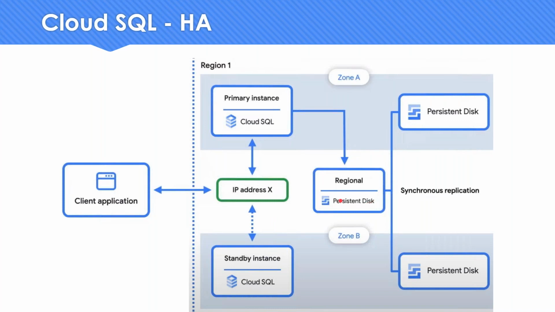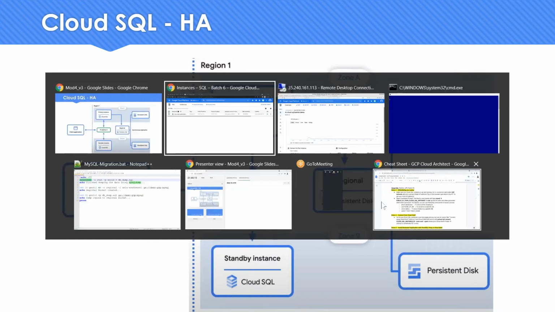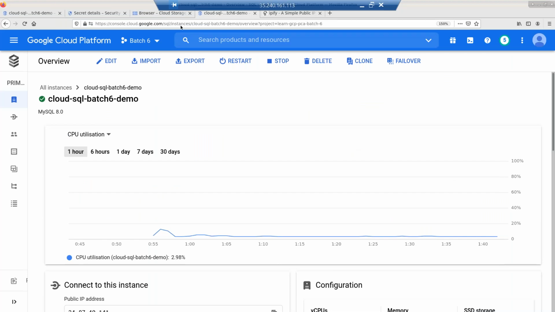Now, what is a regional persistent disk? If you have forgotten, let me quickly show you. A regional persistent disk can be replicated between two zones. Let me show you that background, and then we will jump into the demonstration.